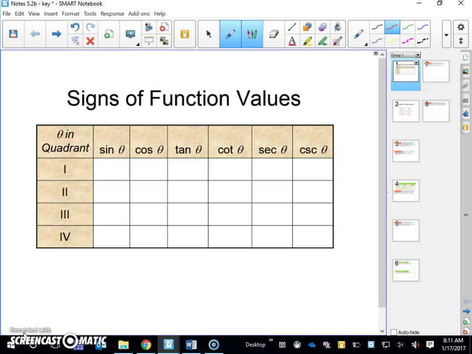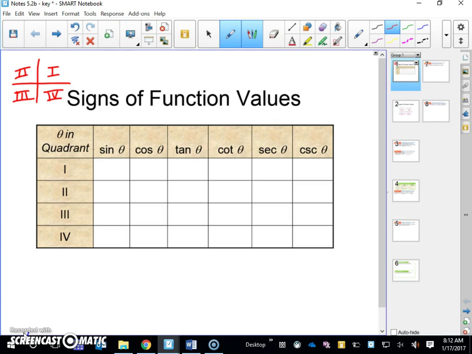We're talking about the signs of function values, which one's positive, which one's negative, and where. And so it's impossible to talk about that without talking about the quadrants. We're going to be talking about quadrants 1, 2, 3, and 4, because sometimes sine will be positive and sometimes sine will be negative. Same thing with cosine and tangent and all of them.